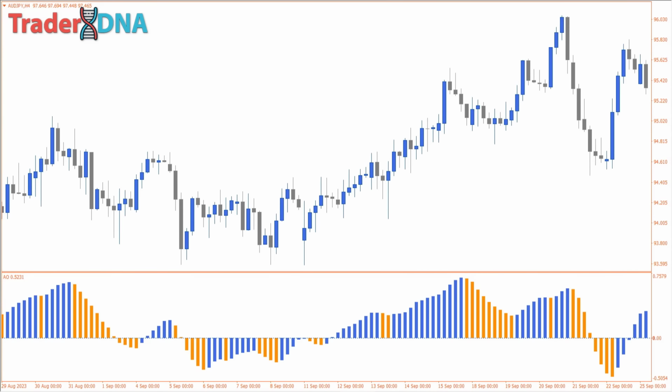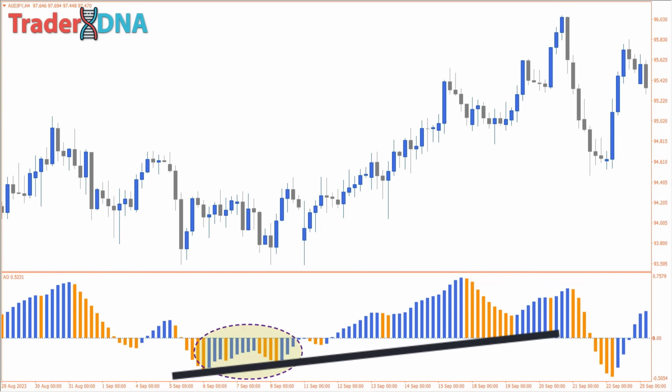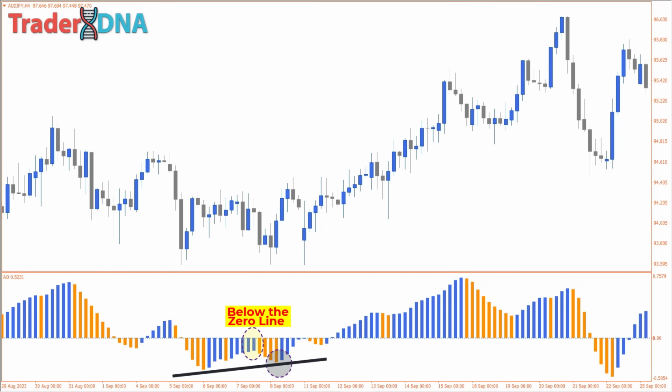A bullish Twin Peaks setup occurs when there are two peaks below the zero line. The second peak is higher than the first peak and is followed by a blue bar. Importantly, the trough between the two peaks must remain below the zero line throughout the setup.